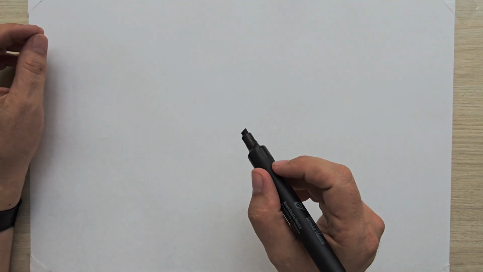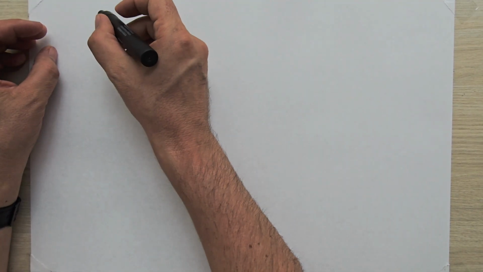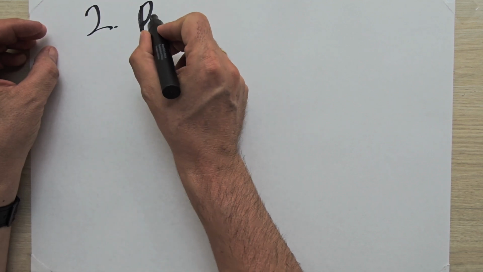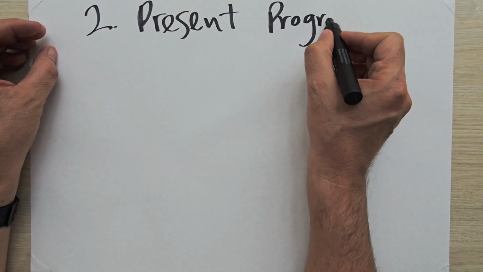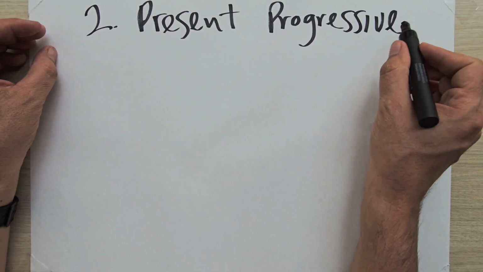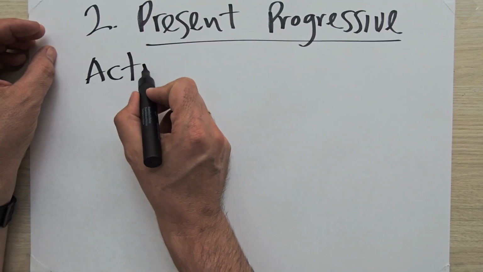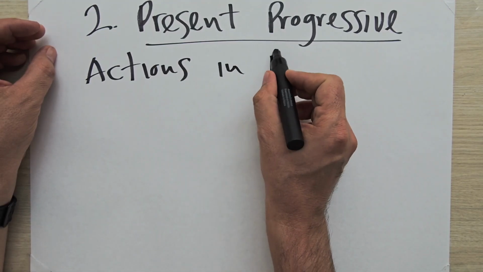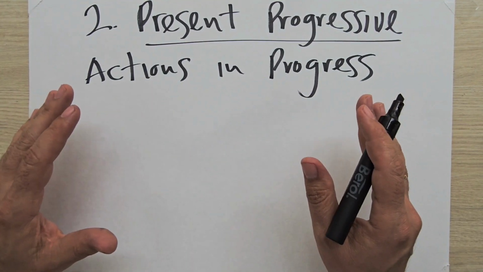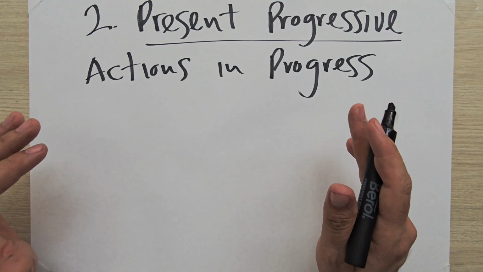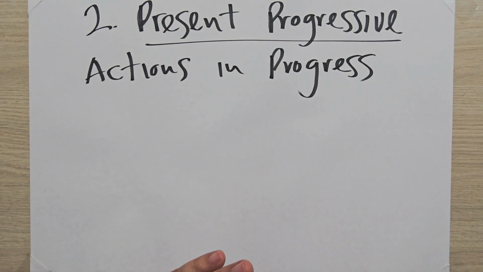Okay, the second construction that I would study if I wanted to get to the intermediate level is the present continuous or the present progressive. This one is used for actions in progress in the present tense. Actions in progress. And the structure is very simple. You just need the verb estar conjugated in the simple present, not the verb ser, the verb estar.